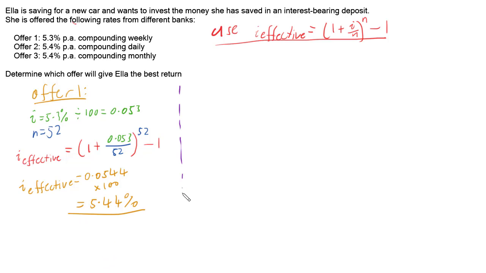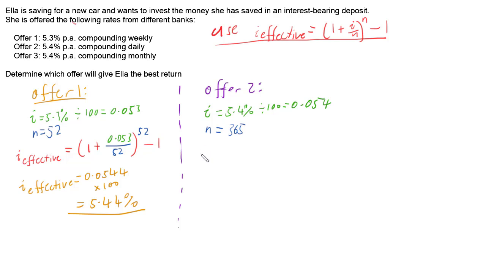Let's go and have a look at offer 2. So offer 2, we have i this time is 5.4% divided by 100 to get a decimal, so we get 0.054. n, how many times does this one compound? It compounds daily. There are 365 days in 3 out of 4 years. Typically we use 365 days for a year, but if there is a leap year, the bank for that 1 year would calculate it using the extra day with 366.